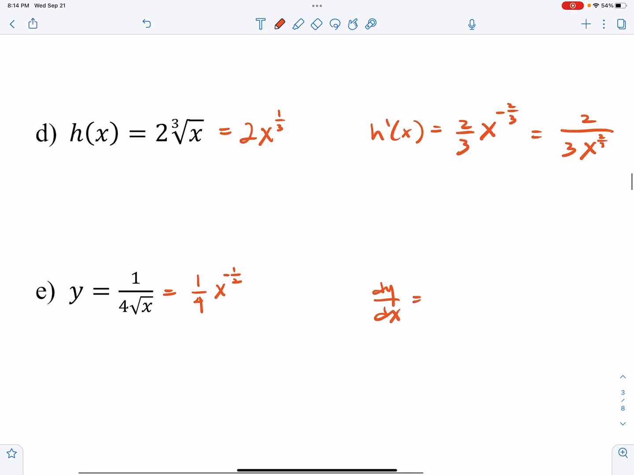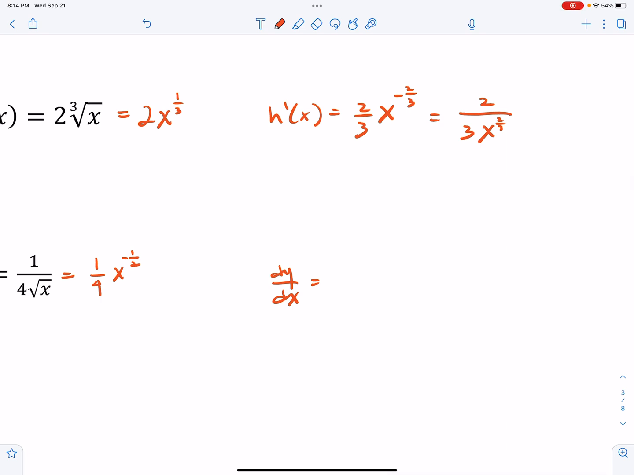So dy over dx, 1/4 times negative 1/2 would be negative 1/8, and then subtracting 1 from the exponent, that would be negative 3/2. And then last step, let's just rewrite without that negative exponent. So moving x to the 3/2 to the denominator with the 8.